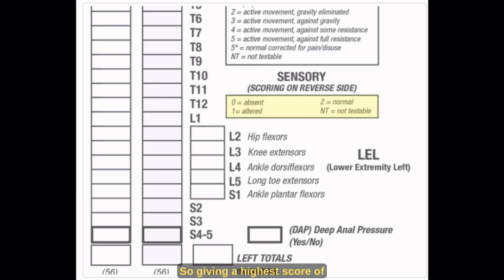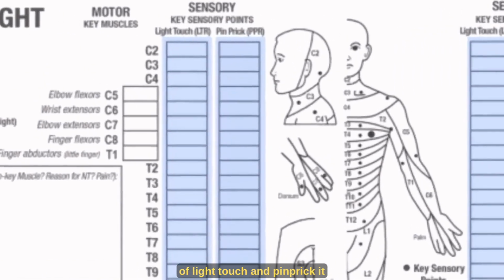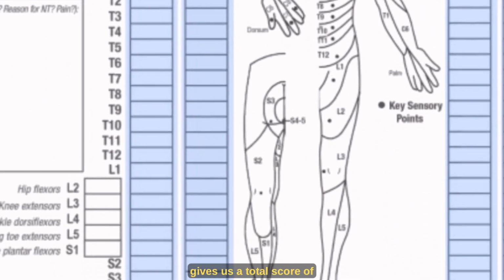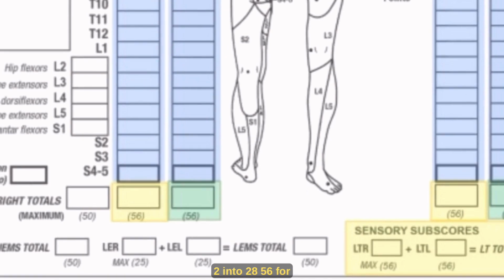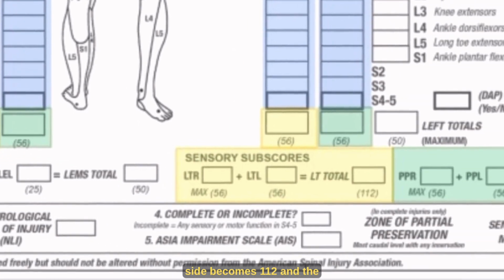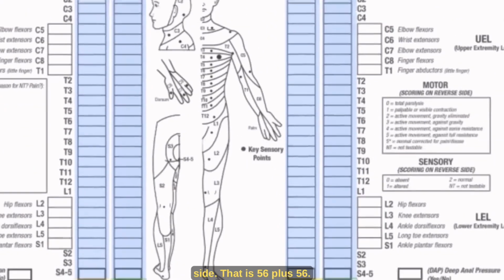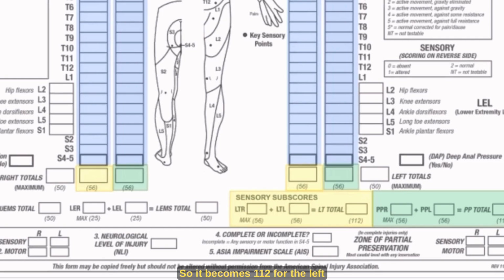So giving a highest score of 2 to each of the 28 points of light touch and pinprick, it gives us a total score of 2 into 28, 56 for light touch and 2 into 28, 56 for pinprick. That is for the right side. So the total score for the right side becomes 112, and the same for the left side, that is 56 plus 56. So it becomes 112 for the left side as well as for the right side for light touch and pinprick sensation.